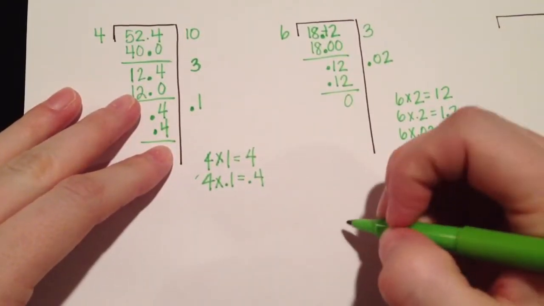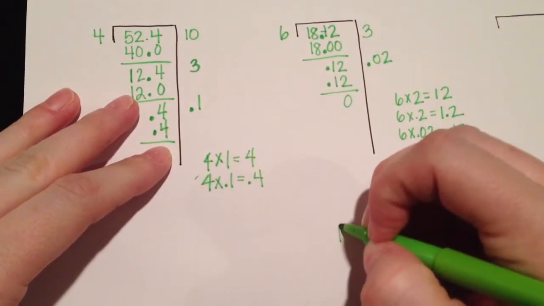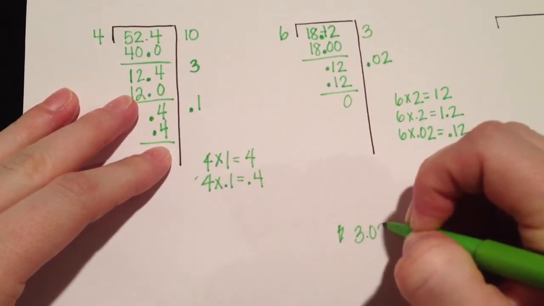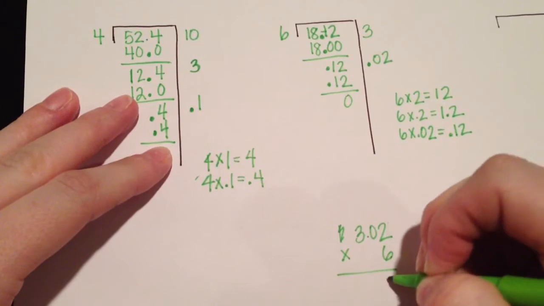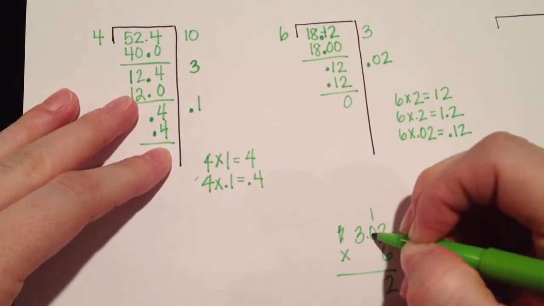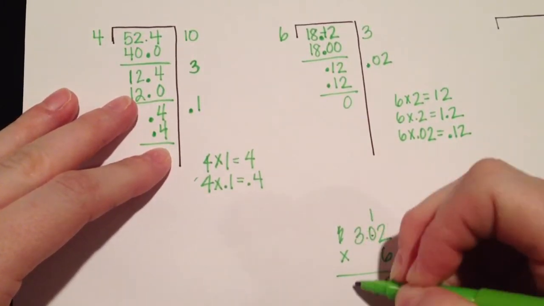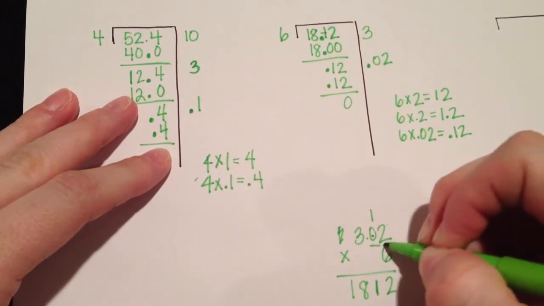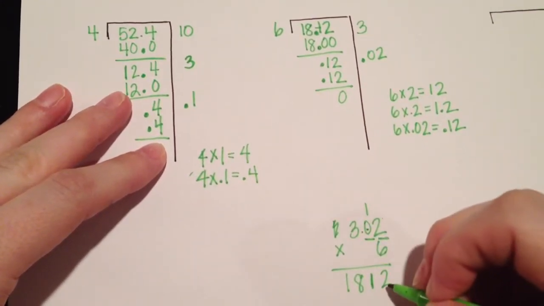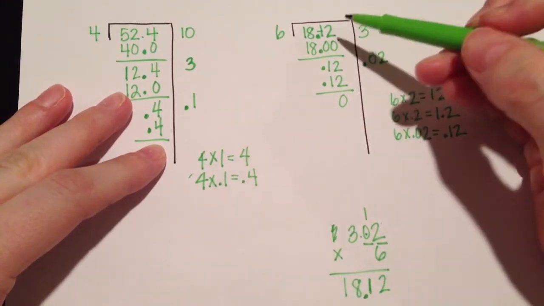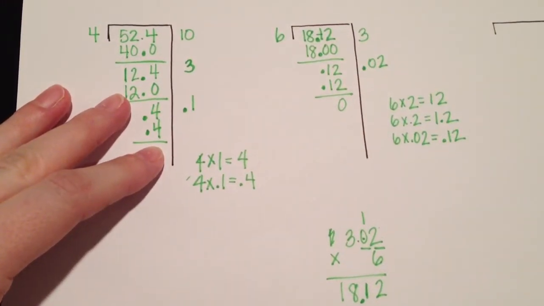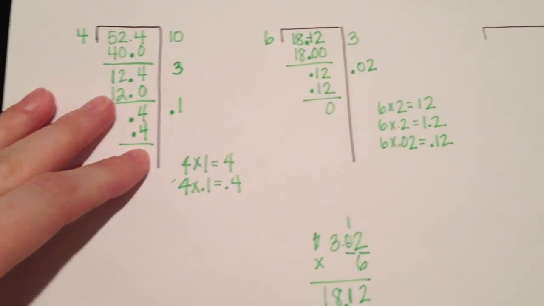So I'm going to come down here real quick and do 3 and 2/100, which is what we said our quotient was, and we're going to multiply that by 6. 6 times 2 is 12. 6 times 0 is 0 plus 1. 6 times 3 is 18. 2 numbers to the right of the decimal in my problem, so I need 2 numbers to the right of the decimal in my answer. And that is the dividend that we started with, so we know our problem is correct.